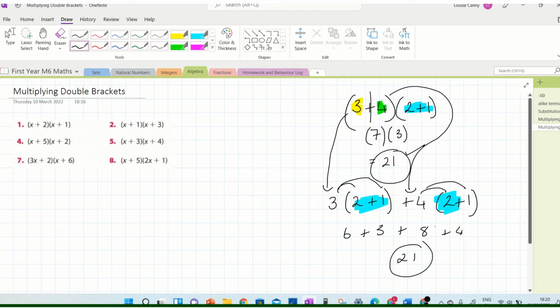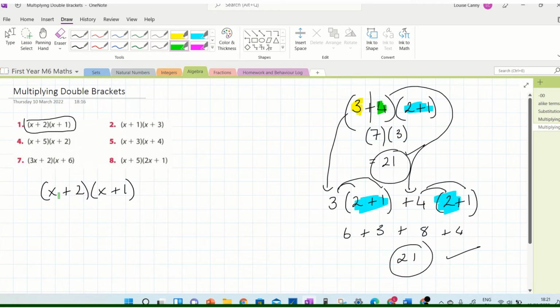Now, you'd never do that for ordinary numbers because it's going to take you twice as long as just doing it the first way that we did it. However, it's very useful to know that if we did break up our first bracket and multiply it by the second bracket, we end up getting the right answer anyway. So we're going to apply that logic over here. And what we do when we are multiplying out our double brackets is we simply write down our question.